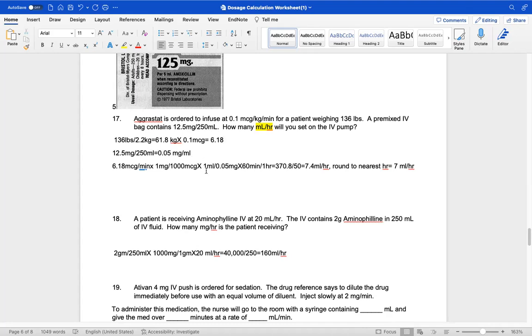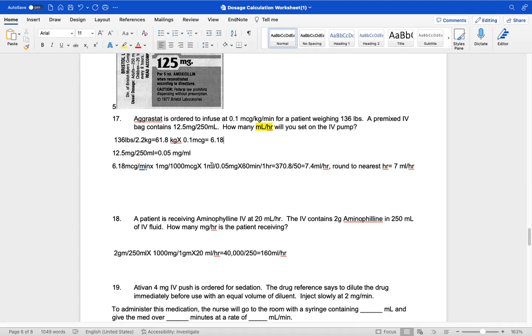We are going to plug this back into our equation. So this is going to help us to cancel out the milligrams. So we have milligrams canceled here, milligrams canceled here. So now we're left with minutes. We don't want minutes, we want hours.